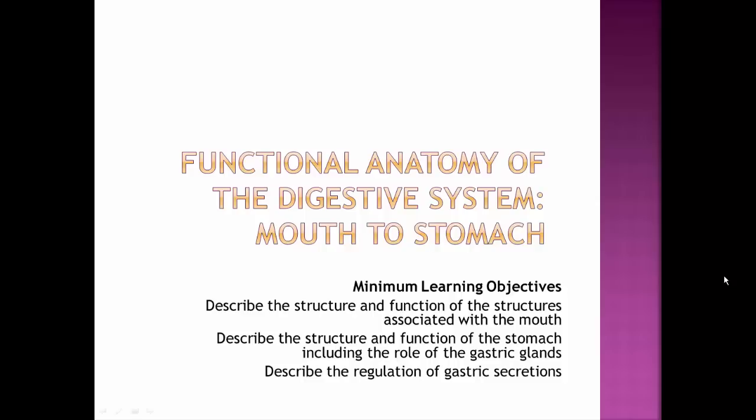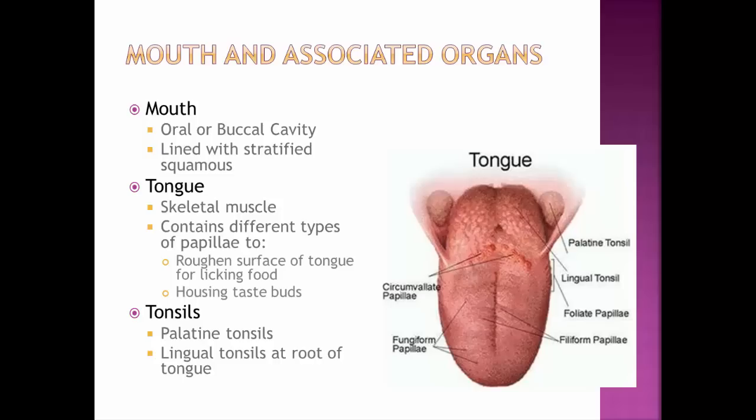In this video lecture, we're going to look at the functional anatomy of the digestive system going from the mouth to the stomach. In the next video, we'll continue on our trip through the GI tract and talk about the small and large intestine. So here we're going to look at the structure and function of some of the structures associated with the mouth. Then we'll talk about the esophagus a little bit. Then we'll move into the stomach and spend most of the time there talking about its structure and function, and then how both hormones and nervous system help regulate gastric secretions.